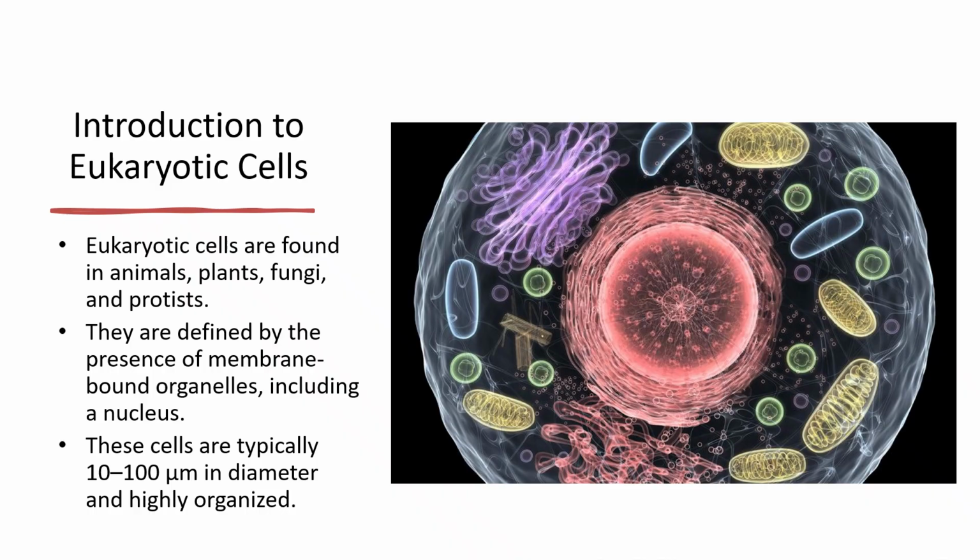Eukaryotic cells are defined by the presence of membrane-bound organelles, including a nucleus. This compartmentalization allows for specialization and efficiency, distinguishing them from the simpler prokaryotic cells. Eukaryotes include animals, plants, fungi, and protists, and their cells are typically much larger and more complex.